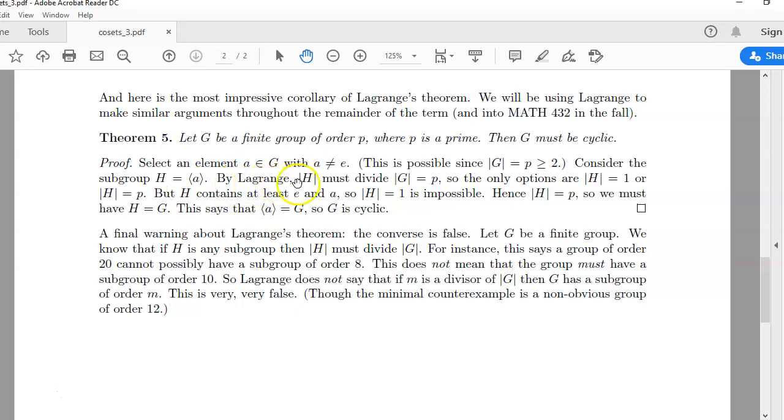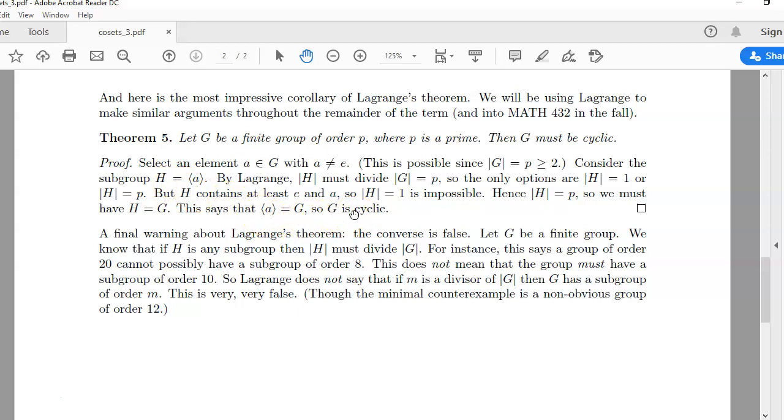Now by Lagrange, the size of that subgroup must divide the size of the group, which is a prime. But primes have only 2 divisors, 1 and P. So the size of H could be 1 or the size of H could be P. But it can't be 1, because H has the identity in it and it has A in it, and A was not the identity. So the size of H has to be P, but that's the size of the mother. So H has to be the whole group. Well, H was the cyclic subgroup generated by A, so therefore G has to be cyclic, and you're done.